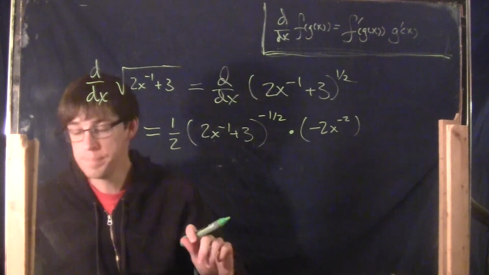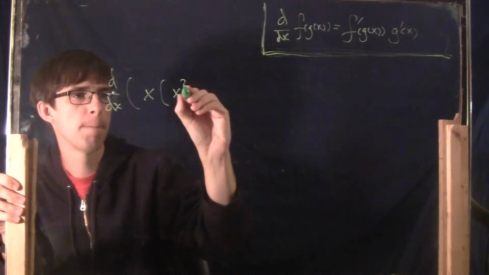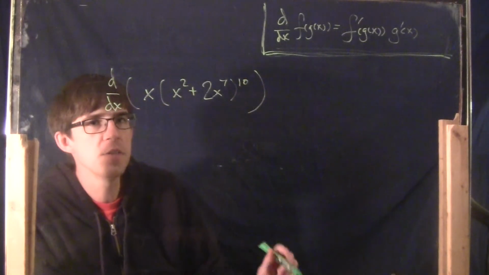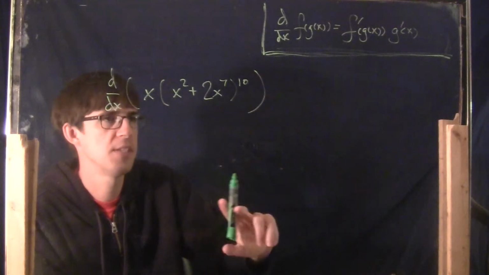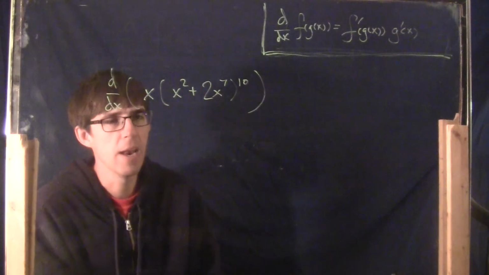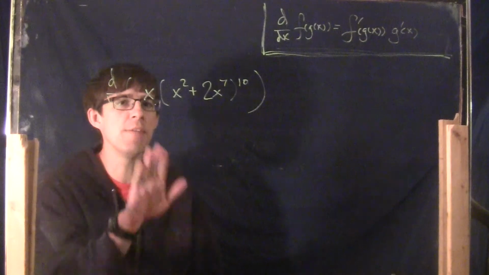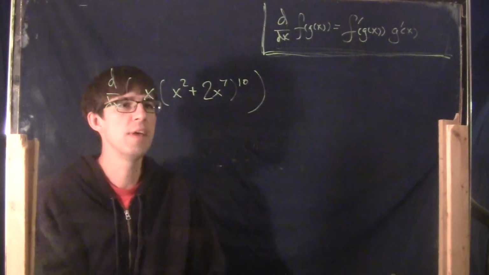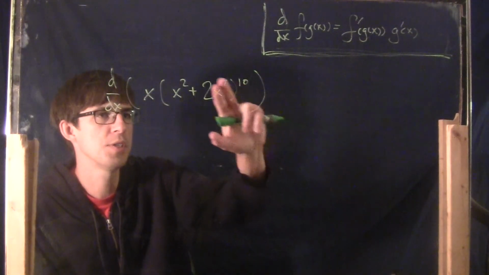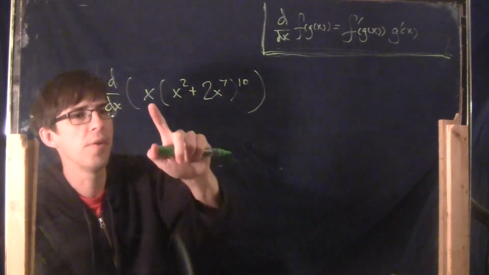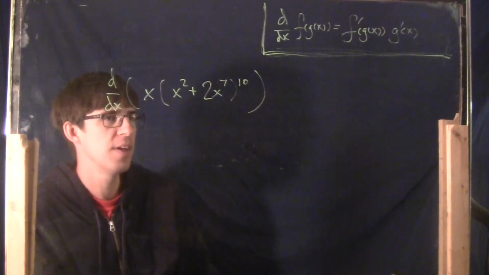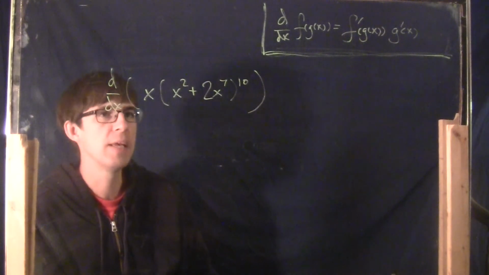Let's do the harder one. All right, here's the harder one. Derivative of x times (x squared plus 2x to the 7), that whole thing to the 10. All right? This is a little weird. If it were just that much, then it would be fine, right? Just this, you would use the chain rule just like the two examples we already did. But the fact that it has an extra x on there, that really does make a difference.